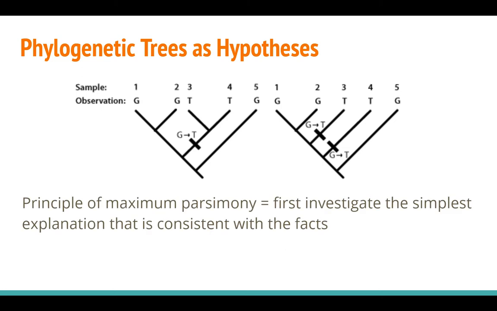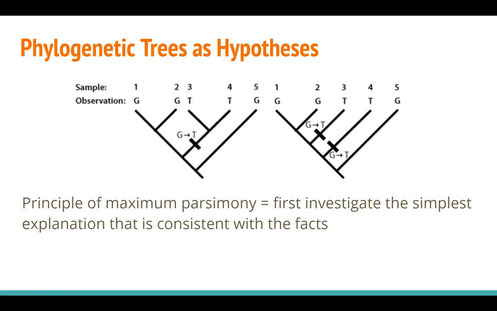One, with a fancy name, especially because the point of it is simplicity. I think it's funny that it has a really big fancy name. The principle of maximum parsimony basically means the simplest one is more likely to be correct. You always start with the simplest possible explanation for the facts that you have.